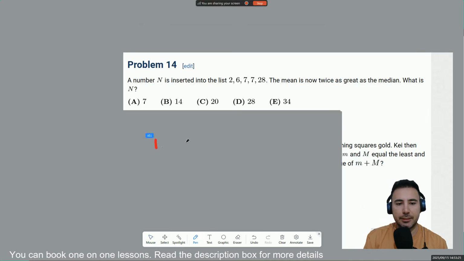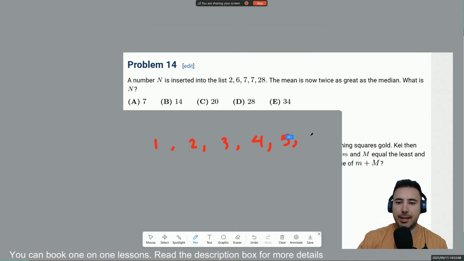Just to check a few things before we start doing the question. If I have these numbers, 1, 2, 3, 4, and 5, what is the median? The median is always the middle number. Look, this one cancels with this one, this one with this one. So 3 is left. That's the median.